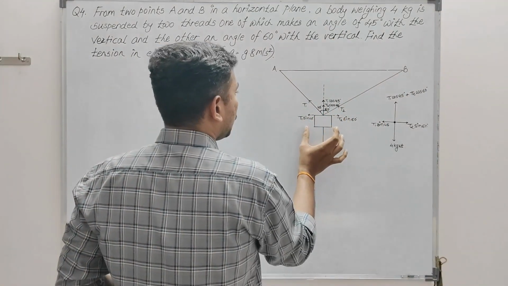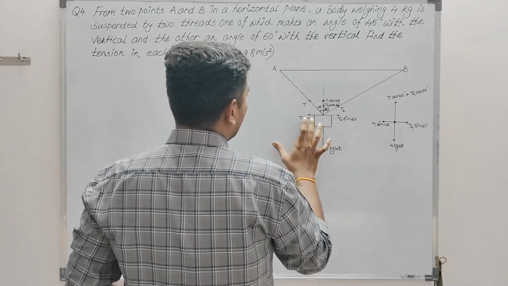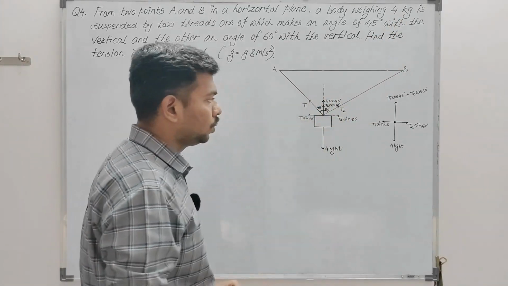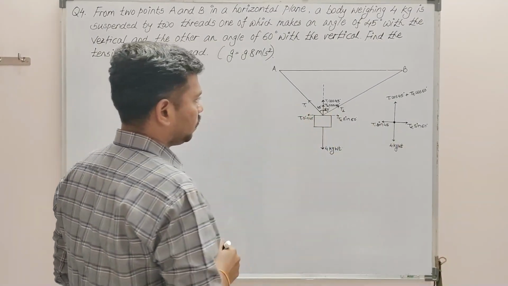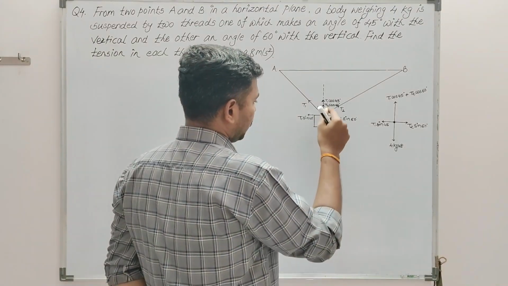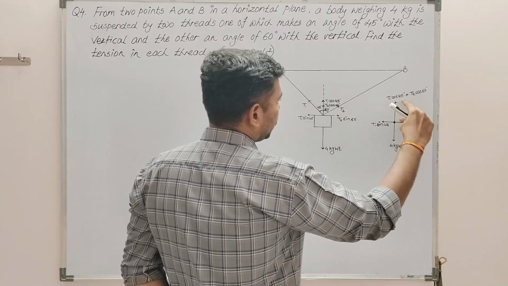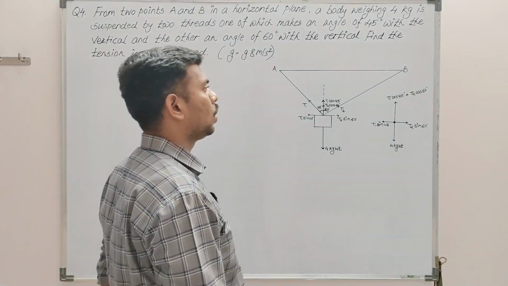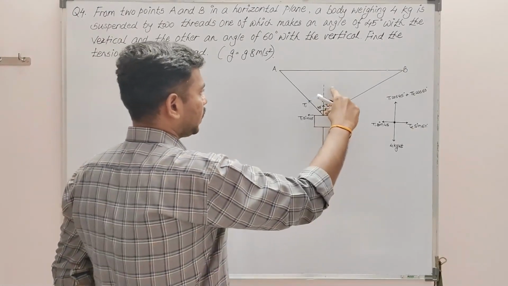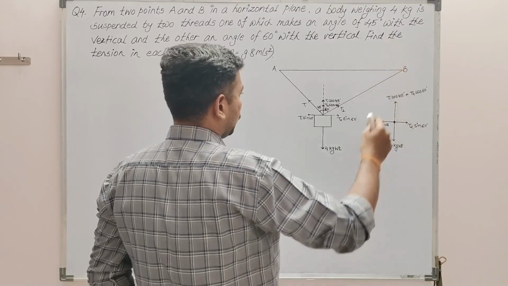Now we are going to hang one object having a mass of 4 kg, and that will produce the tension in the two strings. Now let us consider the free body diagram of this situation first. This body has its own weight, and the addition of these two vectors is one vector, which is T1 cos 45 plus T2 cos 60.